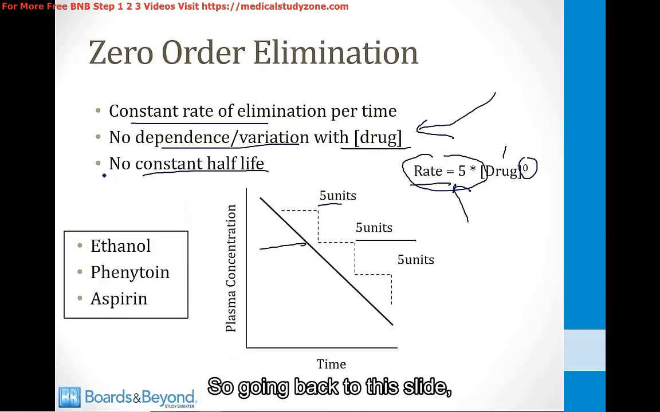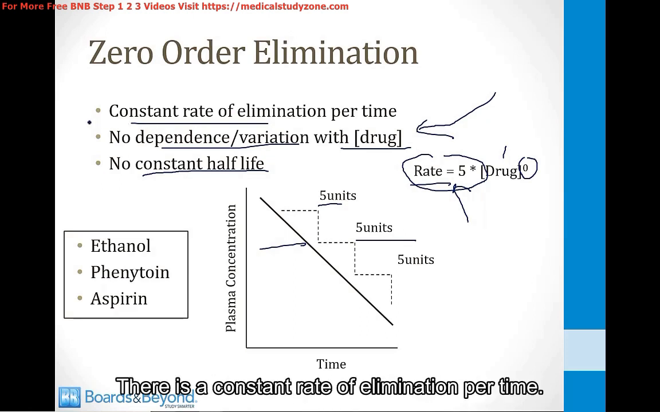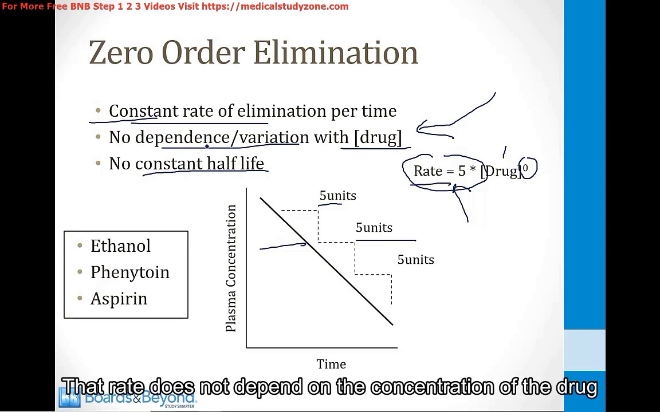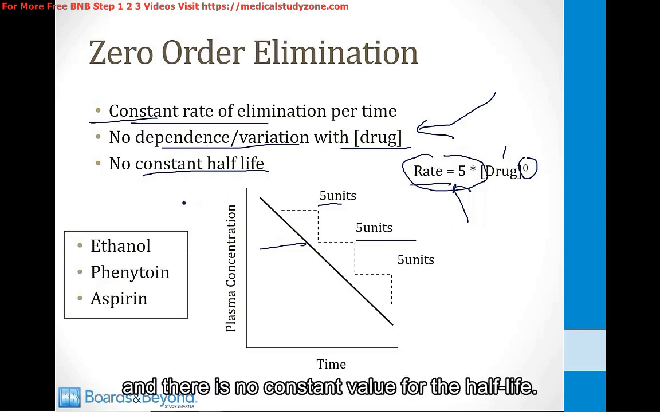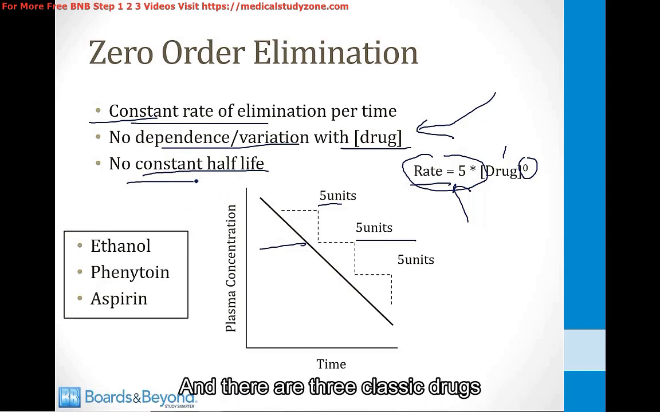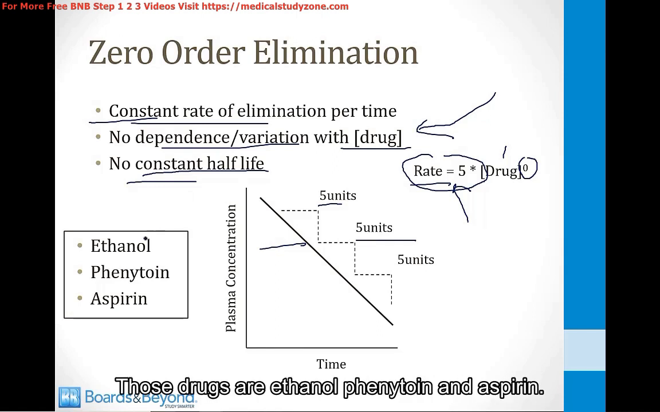So going back to this slide, these are the key points to remember about zero-order elimination. There is a constant rate of elimination per time. That rate does not depend on the concentration of the drug, and there is no constant value for the half-life. And there are 3 classic drugs that are held up as examples of drugs that undergo zero-order elimination. Those drugs are ethanol, phenytoin, and aspirin.